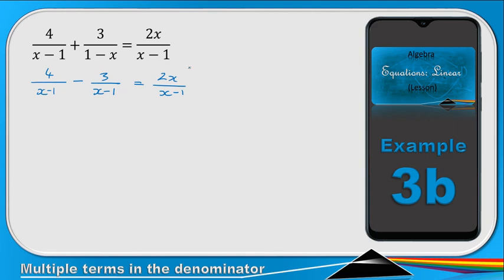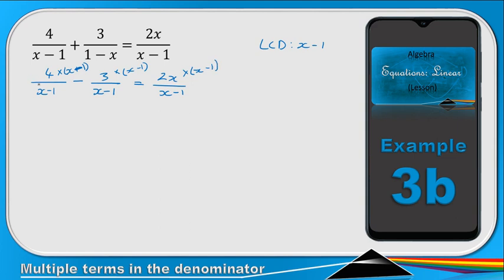Alright, so now this is quite easy. Lowest common denominator is just simply going to be x minus 1. And we can either just drop the denominators, or we can just follow our normal method and multiply each term with the lowest common denominator.